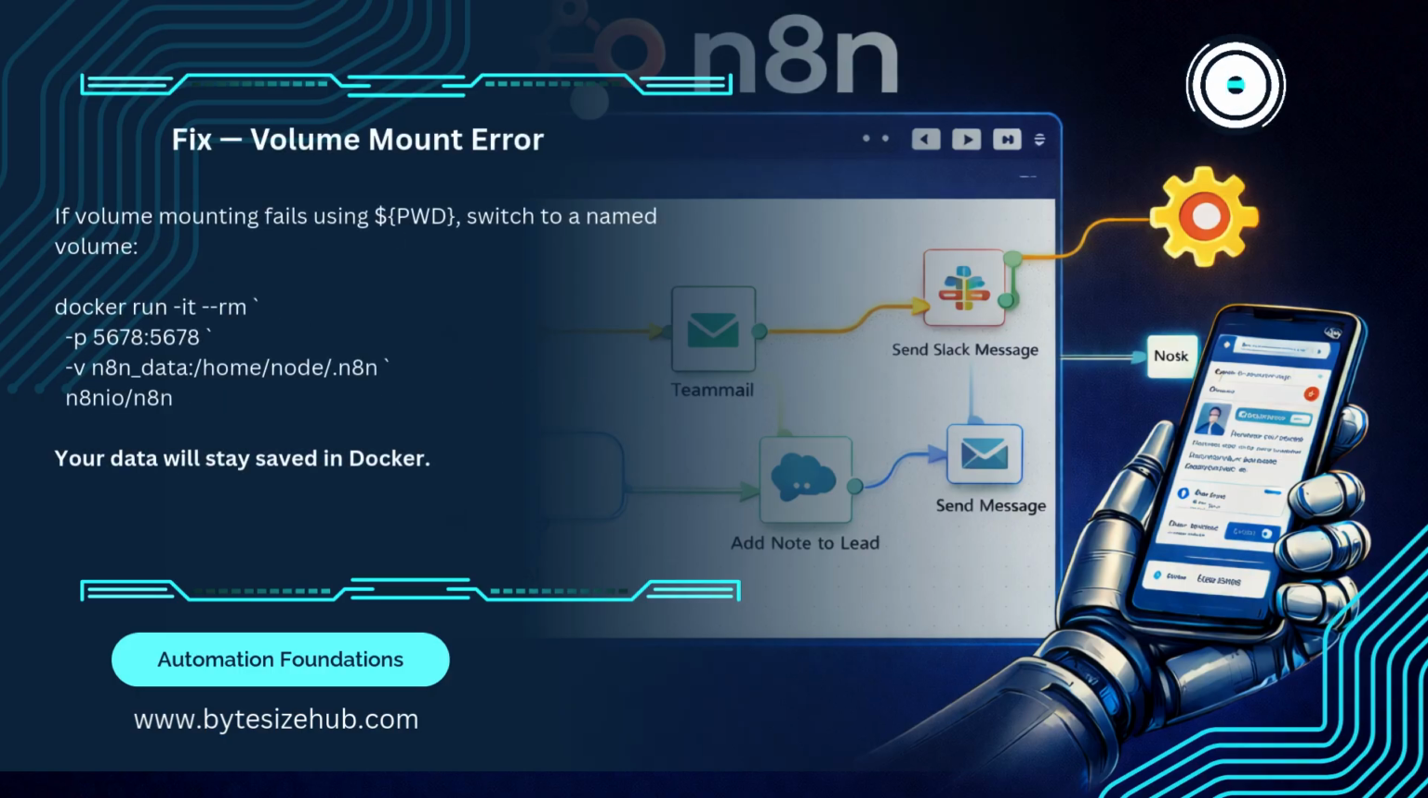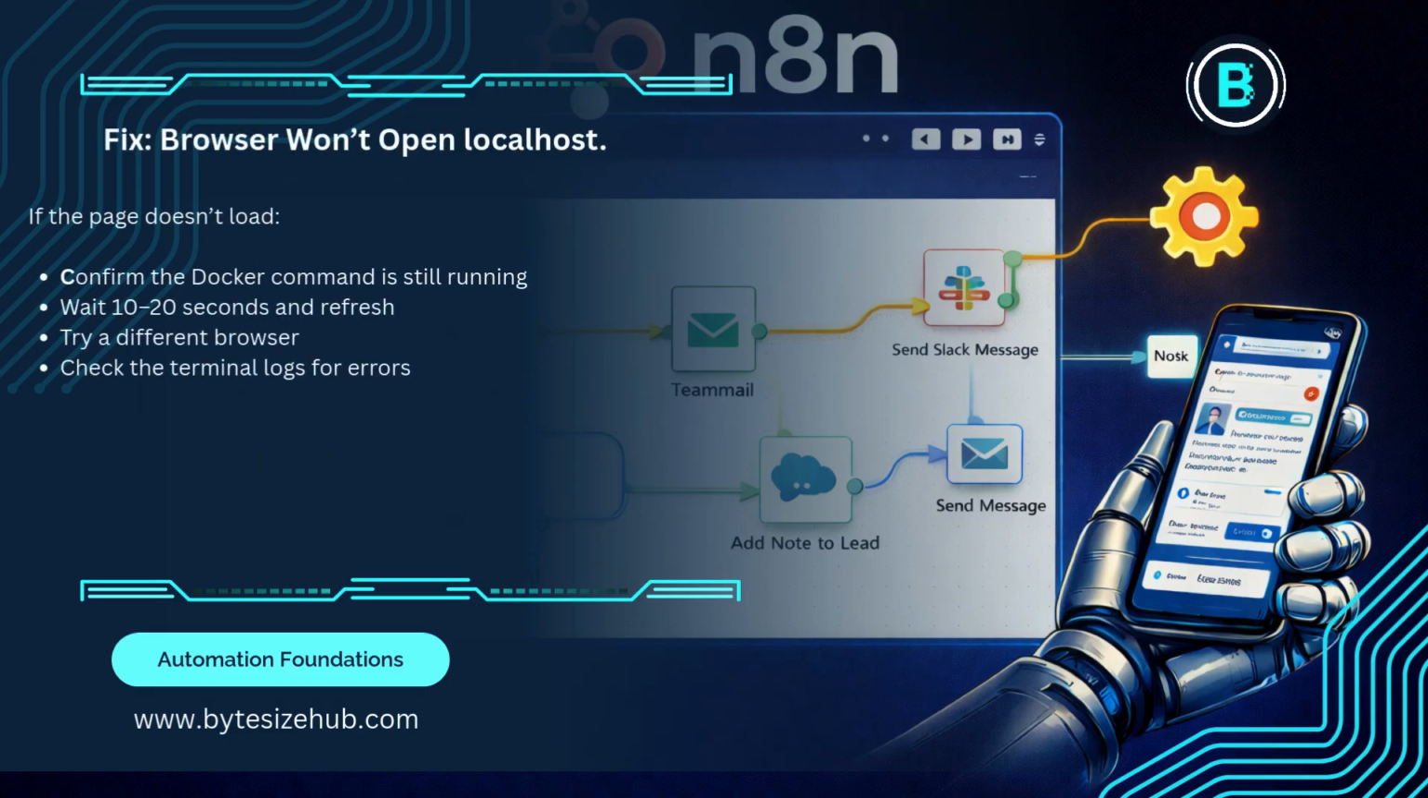Volume mount error. If volume mounting fails, switch to a named volume. Run the following. Your data will stay saved in Docker. Browser won't open localhost. If the page doesn't load, confirm the Docker command is still running. Wait 10 to 20 seconds and refresh. Try a different browser. Check the terminal logs for errors.